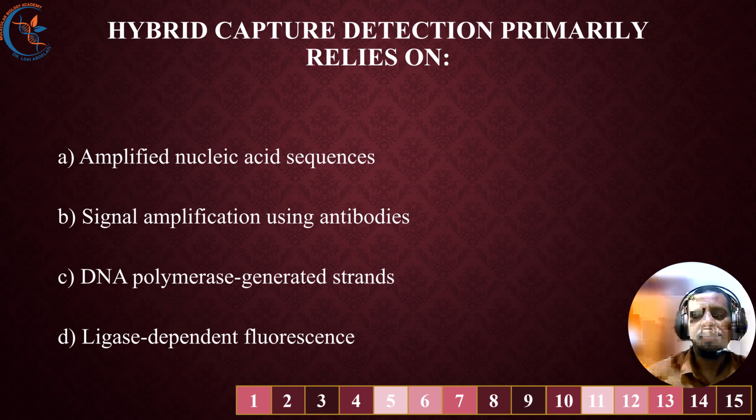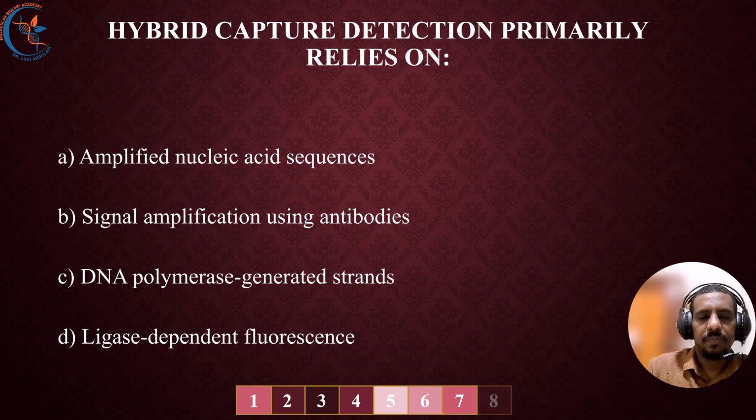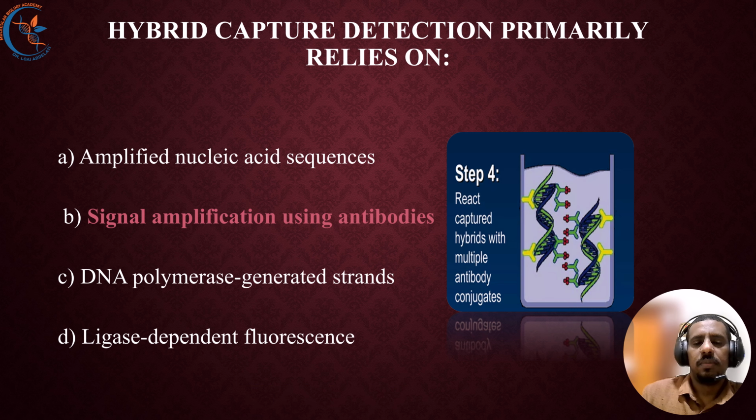Let's move on. The next question: hybrid capture detection primarily relies on which one of the following? The correct answer is signal amplification using antibodies. Hybrid capture uses labeled antibodies that bind to the hybridized probe-target complex, producing detectable signals. All right, let's move on.